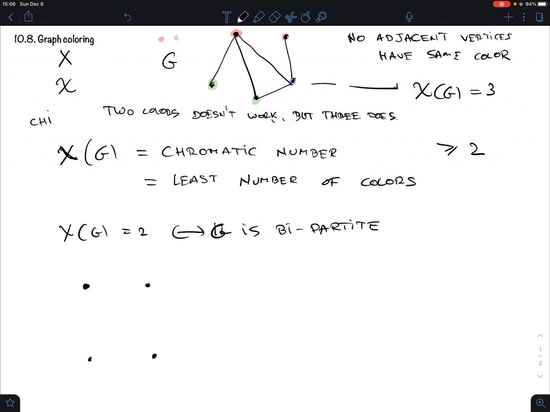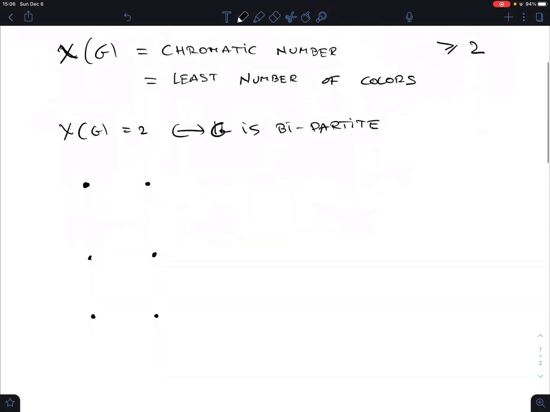We know that the chromatic number is never going to be more than the number of vertices, because we could just color every vertex in a different color, right? So we know the chromatic number can never be more than 6. You might say, can it be that bad? Yes, it can, and I'll give you an example in a sec. But let's now look at something that is not that bad, but it's still not that great either as far as chromatic number is concerned.